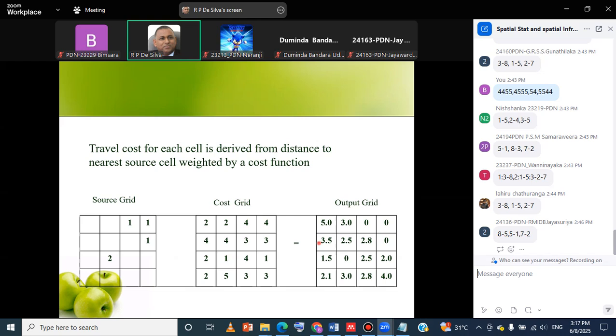If you look at this cell, from here, your nearest source is this one. So you go straight. From here, center to this point, it is 1.5. From here to here, it is 1, 2.5. From here to here, 1.5. So 1.5 plus 2.5 is 4. Your value is 4. Right? So this is how you calculate it. Any doubts? Any questions?